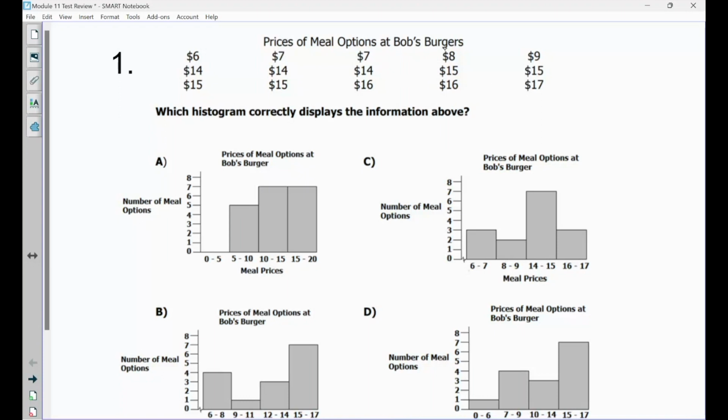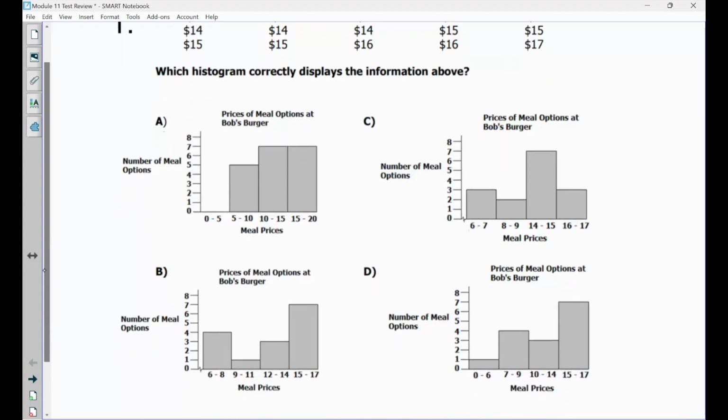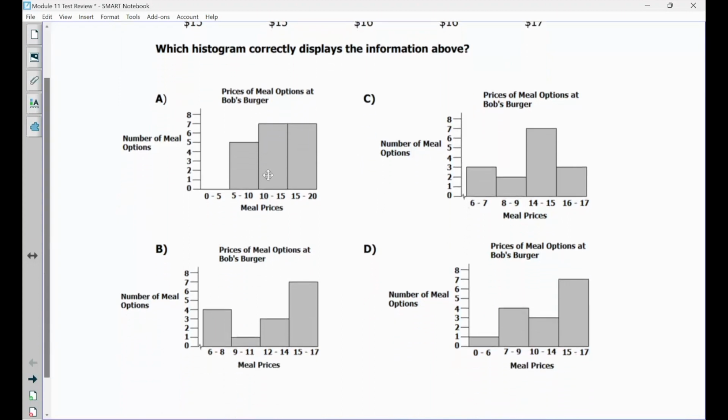First, let's look at the data that we have. How many numbers do we have? Well, we've got 1, 2, 3, 4, 5, 6, 7, 8, 9, 10, 11, 12, 13, 14, 15. So before I look at any of my actual data, I'm going to make sure that each graph has accounted for 15 different numbers.